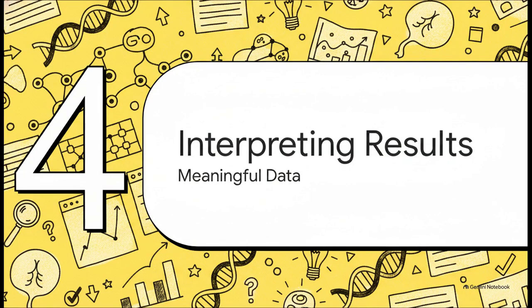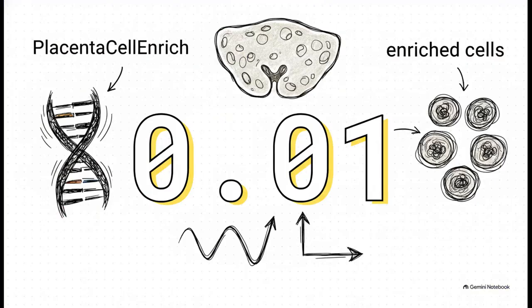Which brings us to our final section, interpreting your results. Running the data is the easy part, right? Figuring out what it actually means is where the real science happens. To ensure absolute scientific rigor, 0.01 is the strictly recommended threshold value for your adjusted p-values when you're selecting enriched cells. If your adjusted p-value dips below this number, you can be highly confident in the statistical significance of what you're looking at.